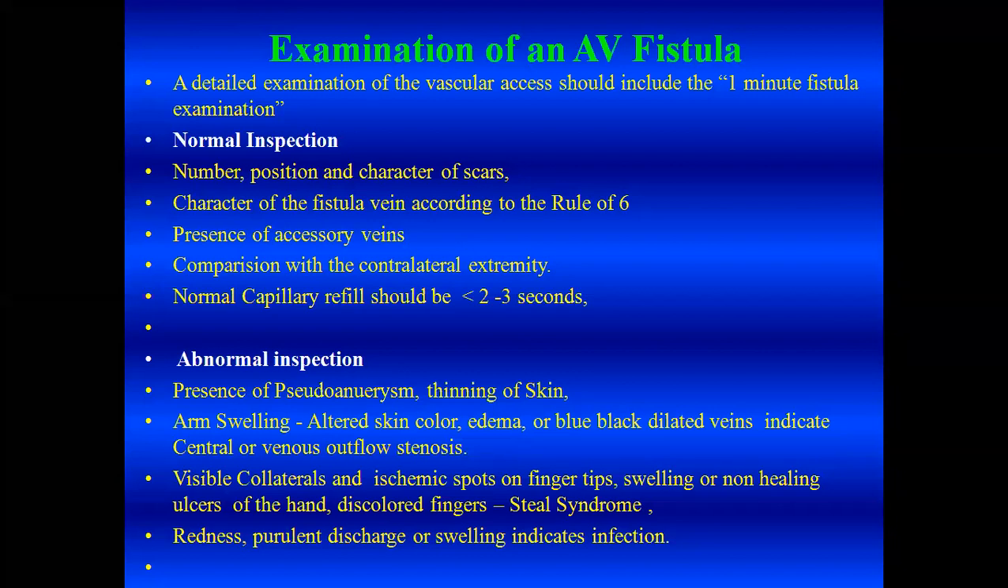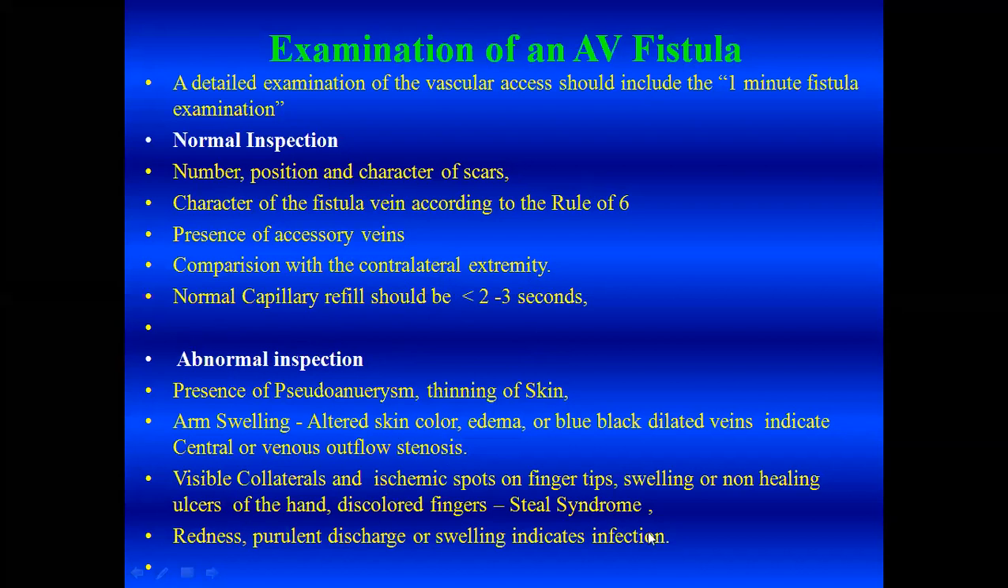And what do we look for? The number and position of scars, the rule of six, which we all know, that is a well-working fistula should have a length of at least 6 centimeters for cannulation. The vein should be at least 6 millimeters in diameter. The fistula should be at least 6 weeks old, and it should not be more than 6 millimeters deep for cannulation. We look for the presence of accessory veins, and a normal capillary fill would rule out a steal or otherwise ischemia of the arm.